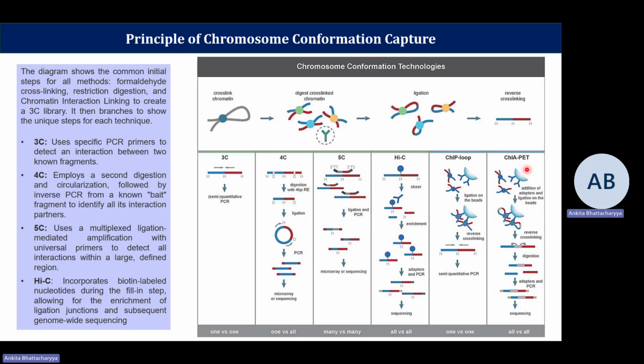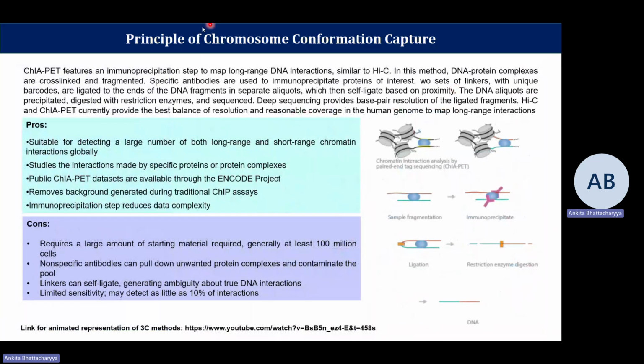So Hi-C and ChIA-PET give you all versus all interactions. They give you a complete picture of the entire genome, versus when you do these other strategies, these have some step which gives you one versus one or many versus many form of data or information.